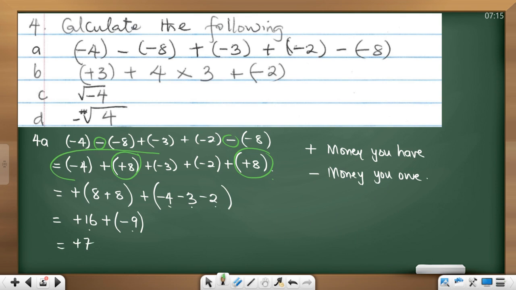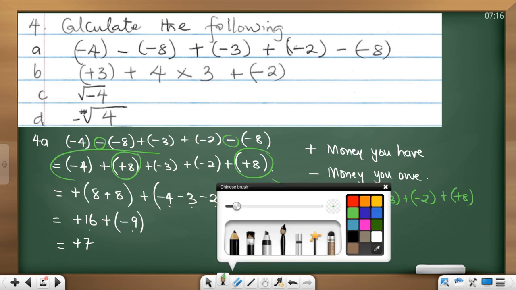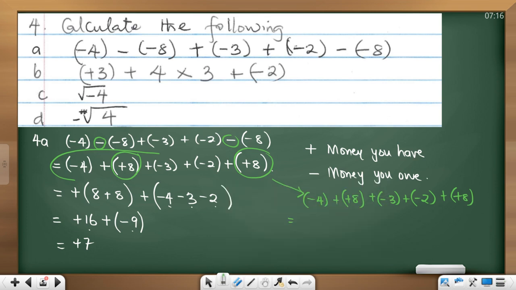Okay, so I could use the money owed. Check. I have negative 4, money I borrowed, plus 8, money I have. I borrowed 3 Rand. I borrowed 2 Rand. Then I have 8 Rand. Let's check what my change would be. Okay, I borrowed negative 4. I have 8, which means I now have what? Positive 4 after paying my 4 Rand.